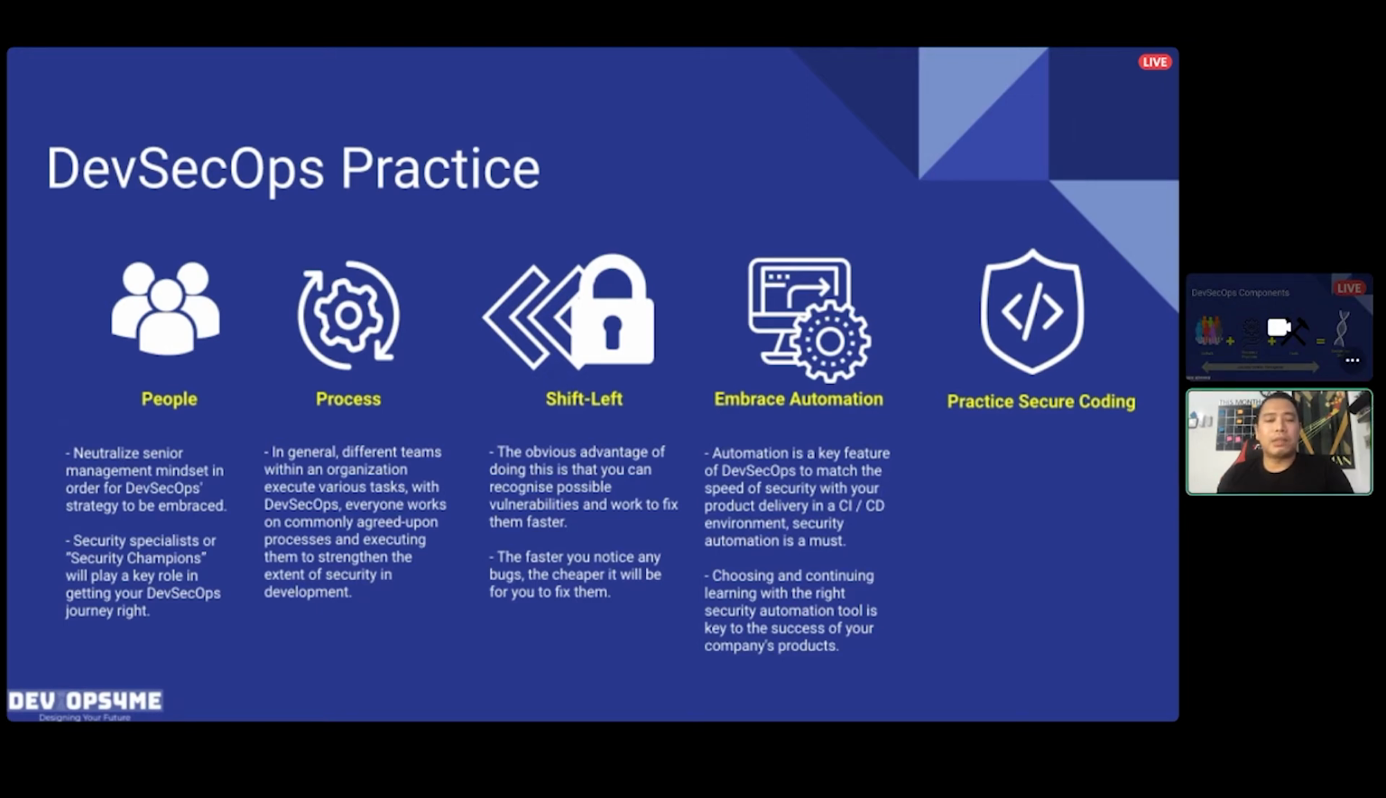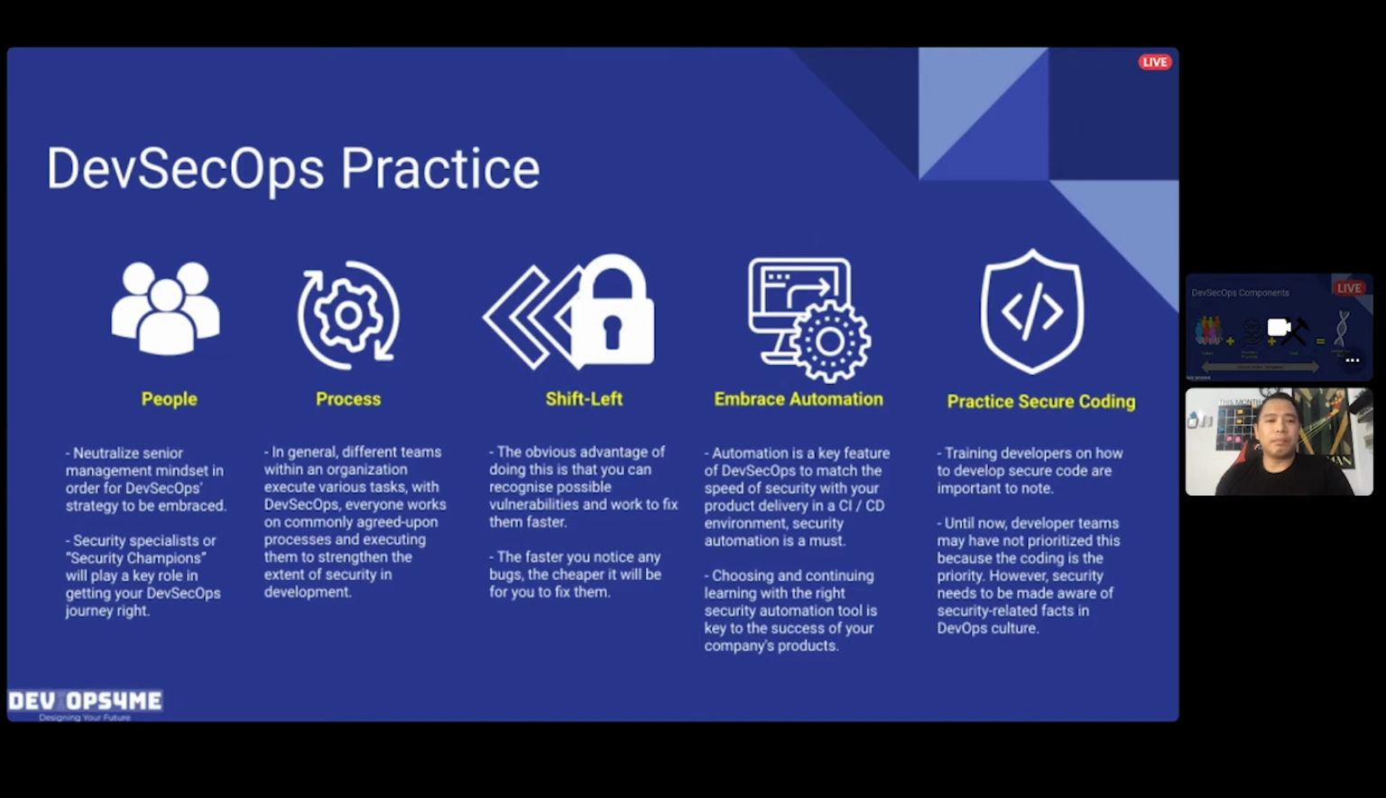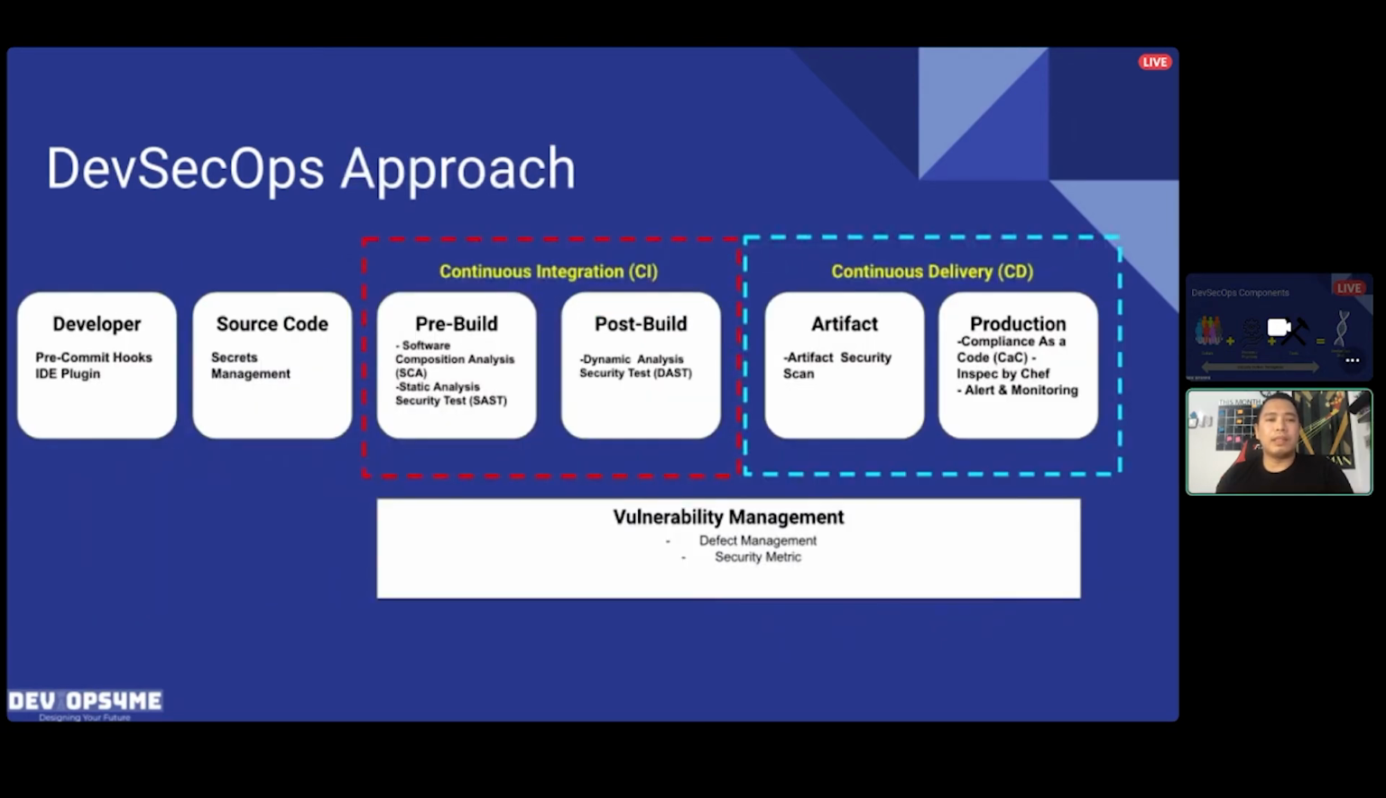So the last but not least, the fifth practice, is practicing secure coding. Because the development team, IT ops, and security work in silos, the organization needs to invest in sending them to training to upskill them, and then with training, everyone will implement secure code in their work. So here are some of the approaches in DevSecOps that you can apply.